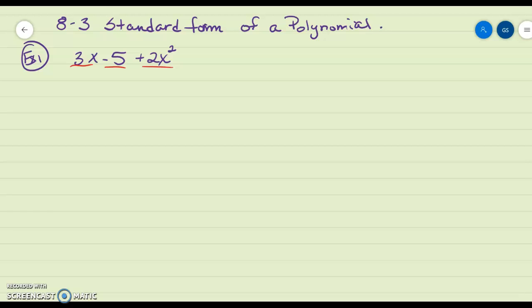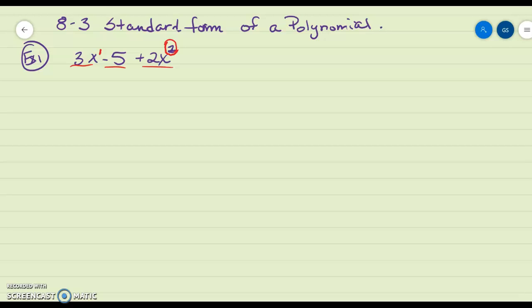So if I put an exponent on every variable, I'm going to have the highest exponent be a 2. And therefore, this is a polynomial in degree 2. So now what we're going to do is put it in standard form. This is almost as easy as telling what the degree of the polynomial is.